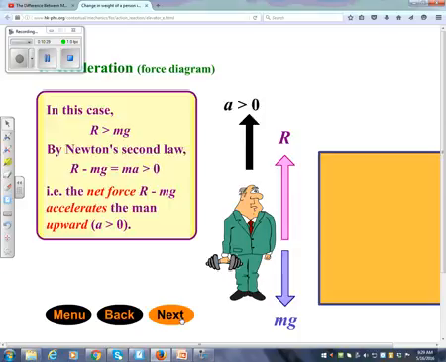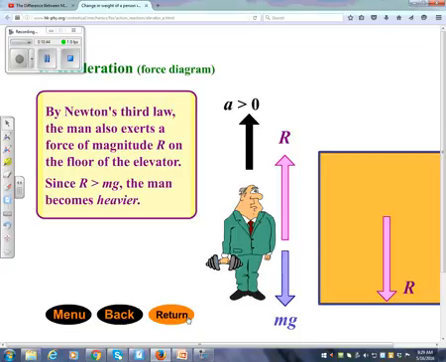In this case, R is greater than mg, right? And R minus mg is equal to ma, which is greater than 0, i.e. the net force R minus mg accelerates the man upward. The acceleration is greater than 0. By Newton's third law, the man also exerts a force of magnitude R on the floor of the elevator.